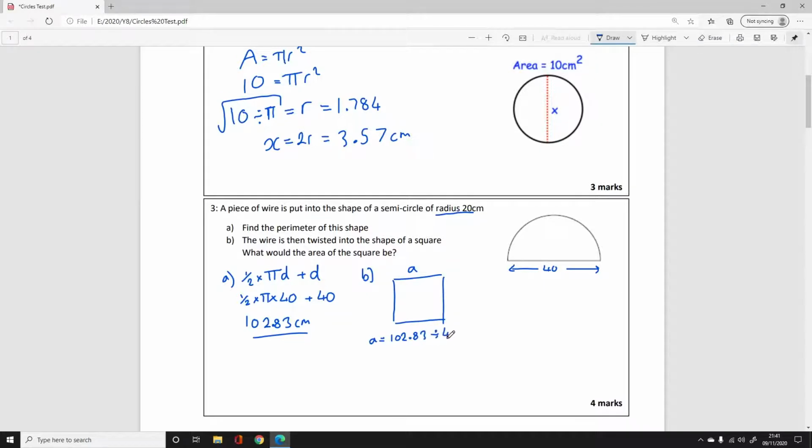divided by 4. That'll give us about 25.7 for one side of the square, and then if we want to get the area of the square, we're going to need to multiply base by height, so 25.7 times 25.7, and that would give us in the region of 660.9 centimeters squared. So yeah, you had to realise that if you're changing the perimeter into perimeter of a square, you need to divide by 4 to find one side length.